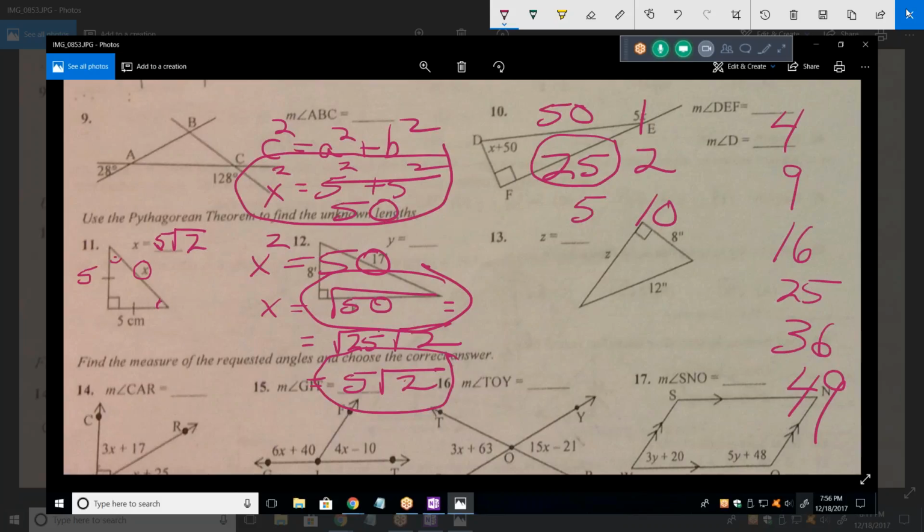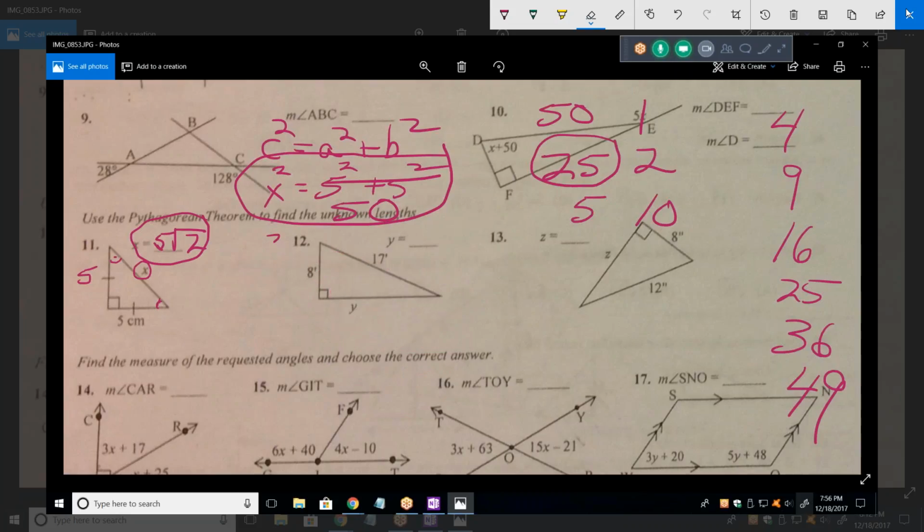Tell me whether your teacher wants your answers in radical form like this, or does she want them in decimal forms? Good. That's the best way to do it. I hate it when teachers have you convert to decimals, because this is a perfect answer. The moment you convert it to decimal, you're rounding it off. So if they ever say they want the exact answer, it means do not round it off.